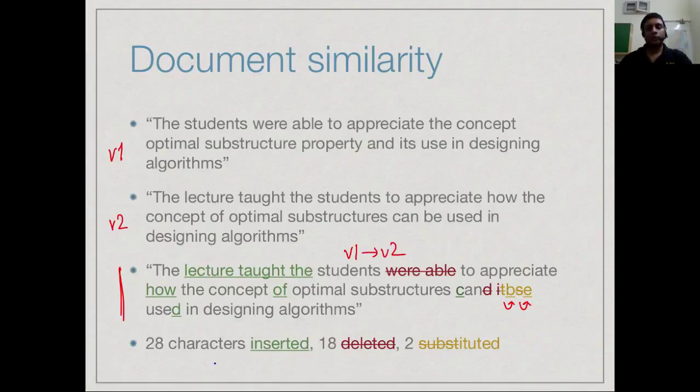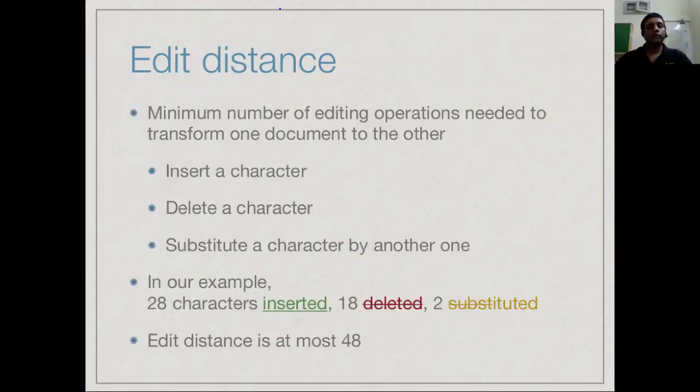So we have 28 characters. You can count that there are 28 characters which have been inserted, including spaces and all that. 18 characters have been deleted, and 2 characters have been substituted. So now this can be a basis of measuring how close two documents are to each other.